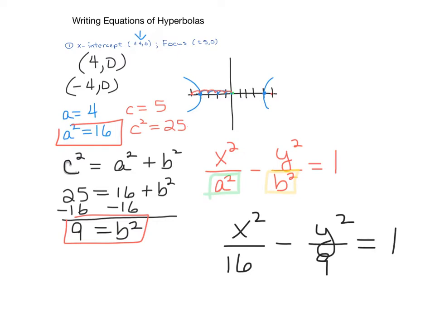So we're not graphing anything here, we're just coming up with the equation. Let's try the next one. Okay, this time I'm given a vertex and an asymptote. Everybody good on example 1?